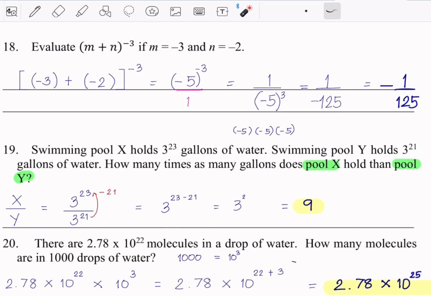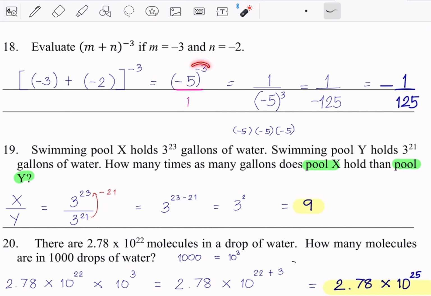Question number 18. Evaluate the quantity of m plus n to the power of negative 3 if m is negative 3 and n is negative 2. So we have these values, negative 3 plus negative 2 to the power of negative 3. So we focus on the inside values first. PEMDAS, parentheses: negative 3 plus negative 2 is negative 5. And negative 5 is still to the power of negative 3.